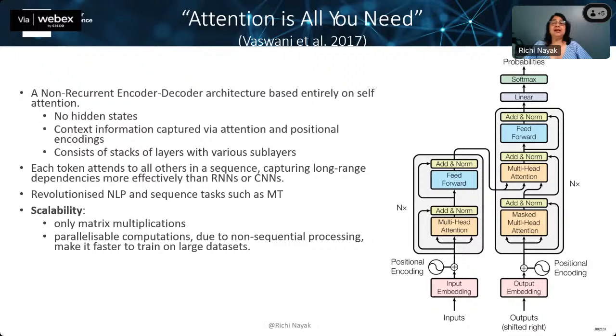The good thing, and the one thing I would like to emphasize here, is matrix multiplication. As we know from basic linear algebra, matrix multiplication is very fast processing, and it allows you to do parallelized computation, different from sequence-to-sequence recurrent encoder-decoder sequences.